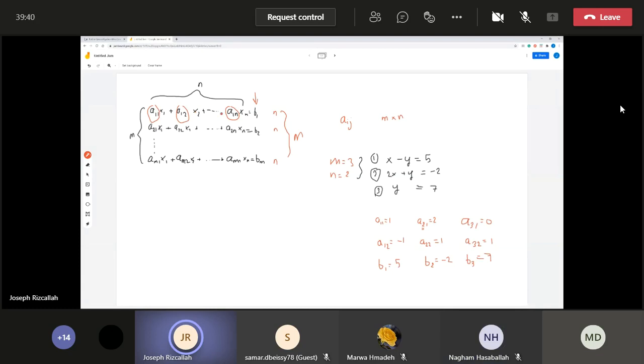So again, the A's are called the coefficients of the unknowns. And the B's are called the right-hand sides of the equations because they appear in the right-hand side, as you can see. Later we are going to group them into a vector and a matrix, but this will come later. For now, we'll just treat them separately. Do you have any questions about this? No, doctor.